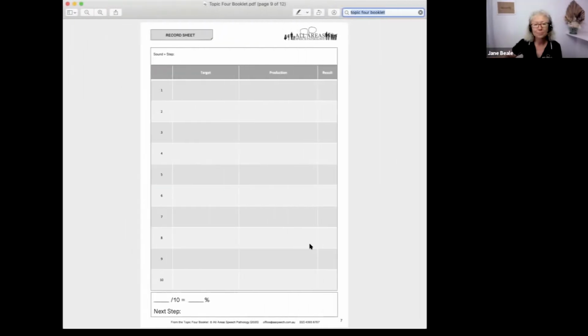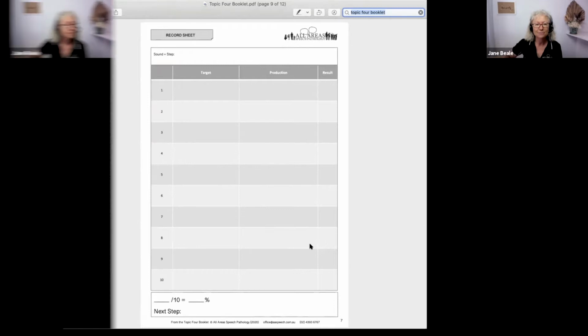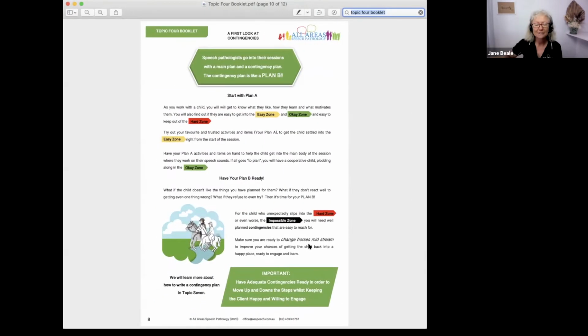We're going to look at what a blank record sheet might look like, and that will be a great resource for us to use in the future when we're preparing for an articulation program or when we're checking the progress during an articulation program. Page 8 will be our first look at contingencies to see what contingencies are and how we might start to think about them.